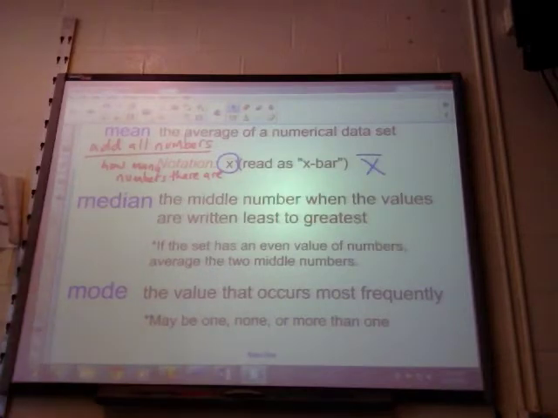The mode is the value that occurs most frequently. You could have one mode, you could have multiple modes, or you could have no mode at all. So again, it's the one that occurs most frequently.